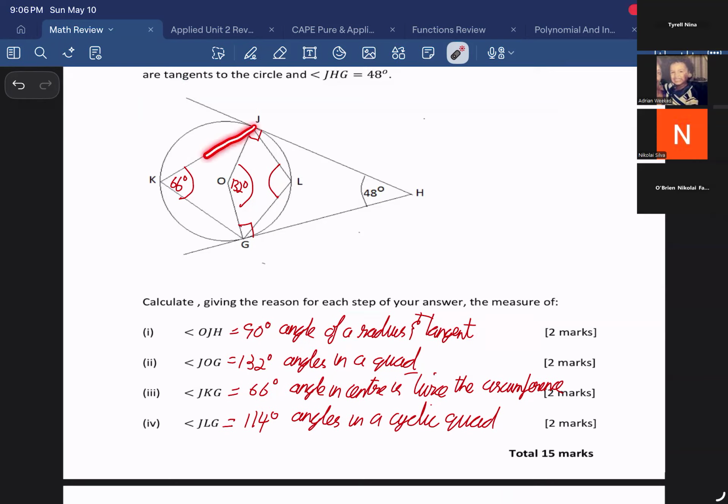So this here is a cyclic quadrilateral. So that means this angle here and this angle here must add up to 180. So it would be 180 minus 66, which is 114 degrees. Right, that's the last one.